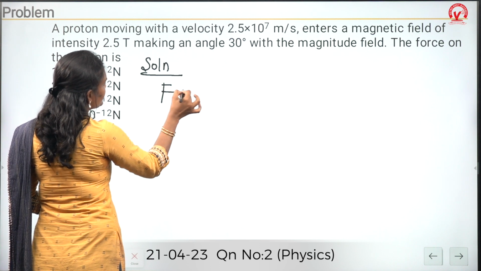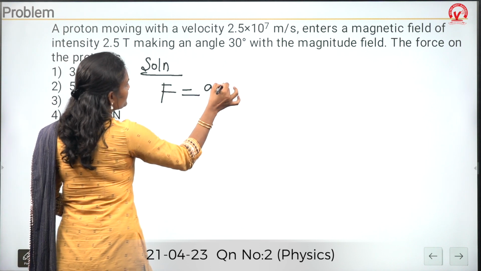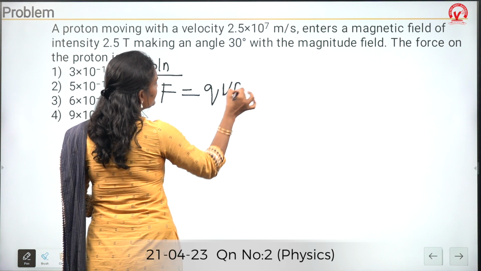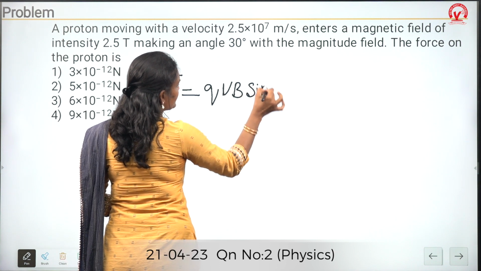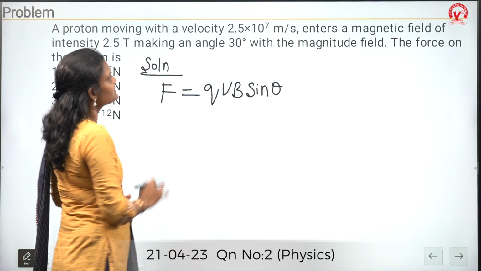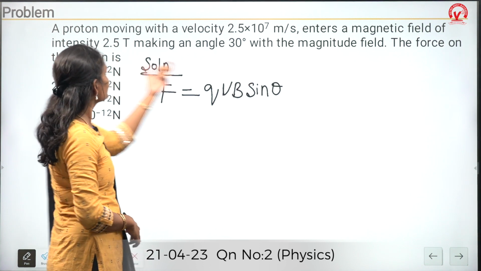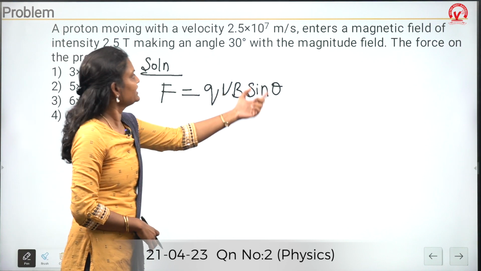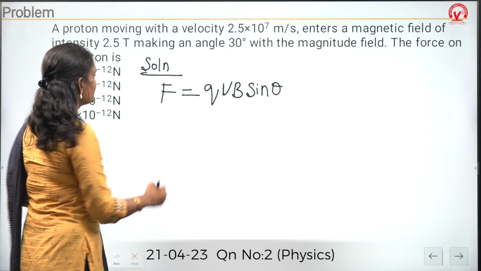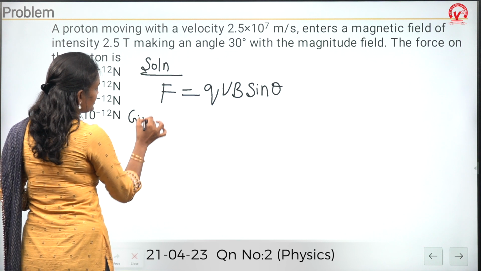Formula: F is equal to Q V B sin theta. V is the velocity of the proton moving here, B is the magnetic field intensity, and theta they have given the value as 30 degrees. So what are the given values here?